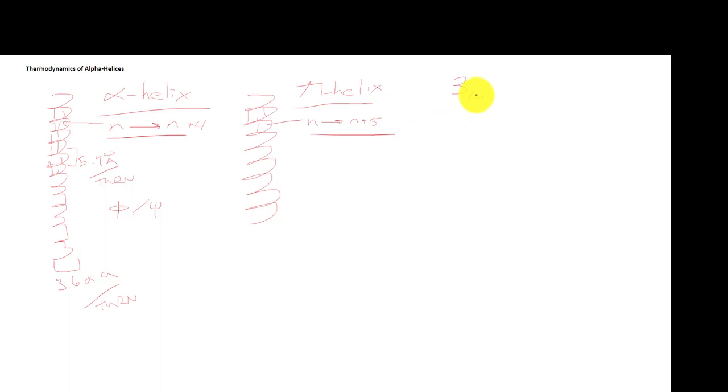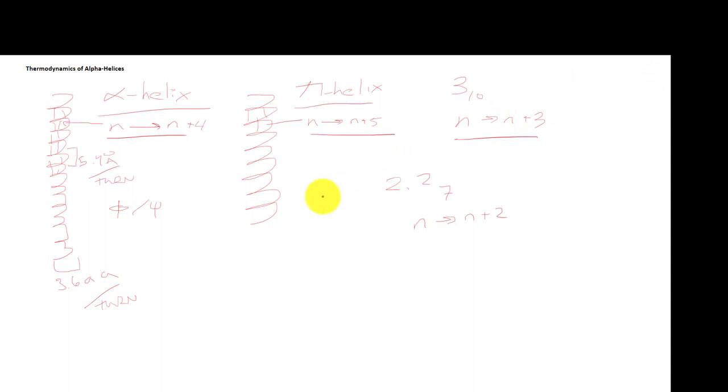There are also 3-10 helices, which go N to N plus 3, and 2-7 ribbons, which go N to N plus 2. The 3-10 helix would be a little bit narrower than an alpha helix, and the 2-7 would be narrower still. So there's a bunch of different types of helices that we could be concerned with. In this case, we're considering alpha helices.